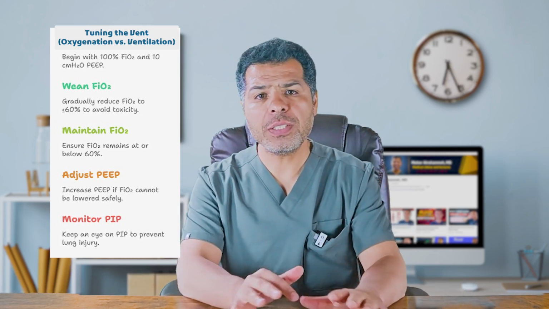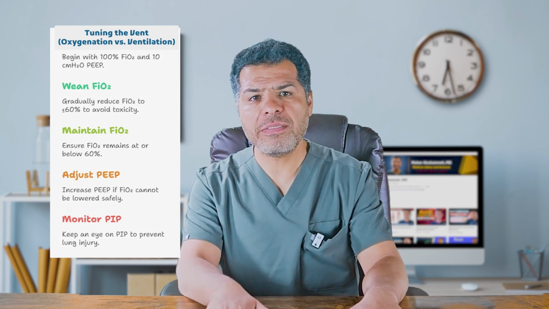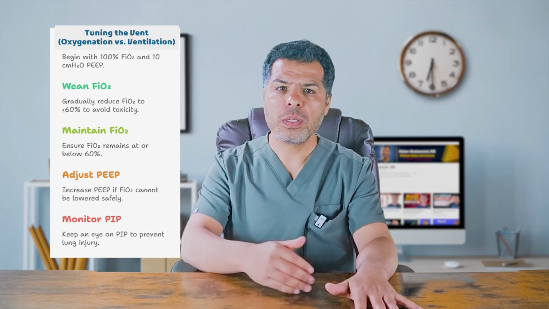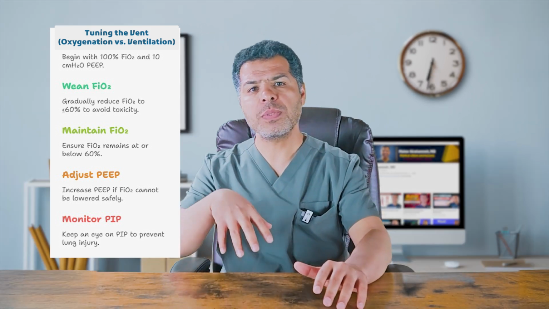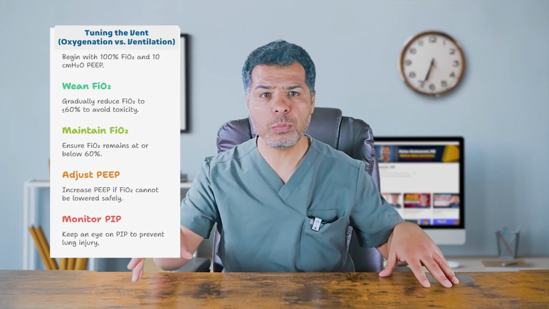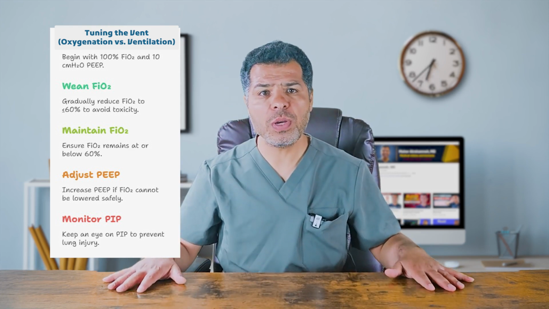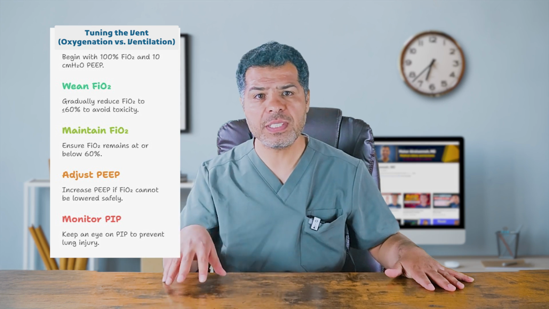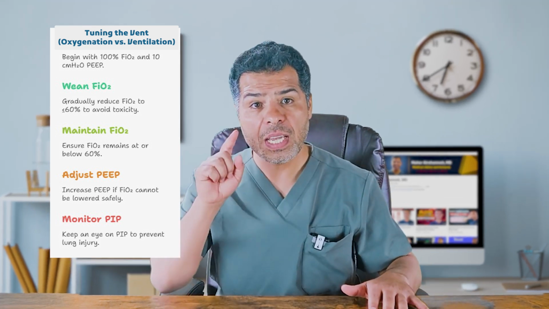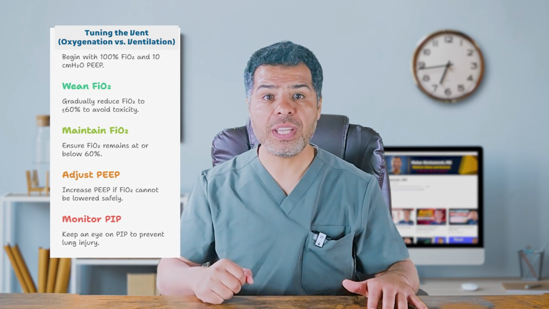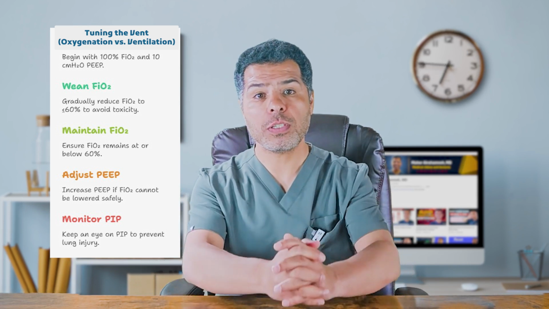Now, for refractory hypoxemia, there are additional advanced strategies that could be used, such as recruitment maneuvers, using paralytics for a short period of time if there is desynchrony, inhaled pulmonary vasodilator, and ECMO, which are beyond the scope of this video and should be managed by an intensivist. And don't forget, in patients with ARDS, early prone positioning is a key intervention that can significantly improve oxygenation in these patients. How about when it comes to improving ventilation or CO2 removal?